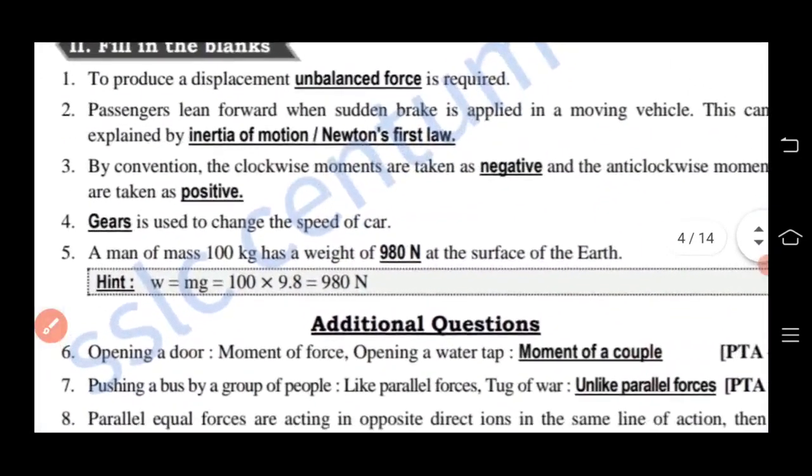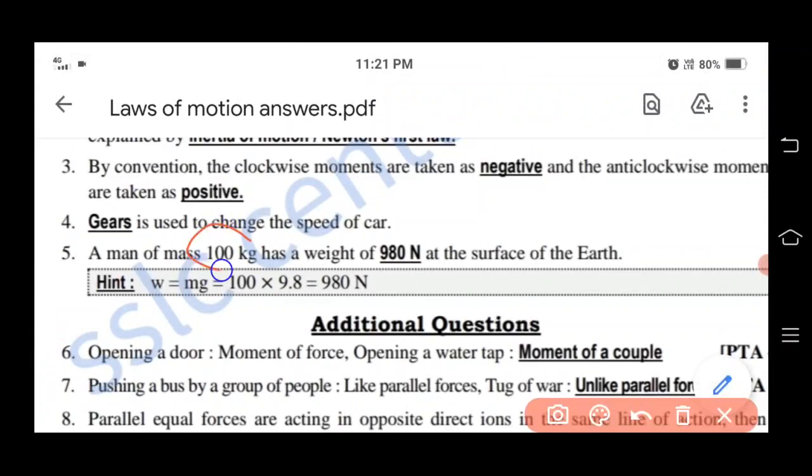And then a man of mass 100 kg has the weight of 980 Newton on the surface of the earth. So here W equal to m into g. What is m here? m is nothing but the mass, 100 kg. And we know the value for acceleration due to gravity is 9.8. So when we multiply both these values, we get the answer 980 Newton.